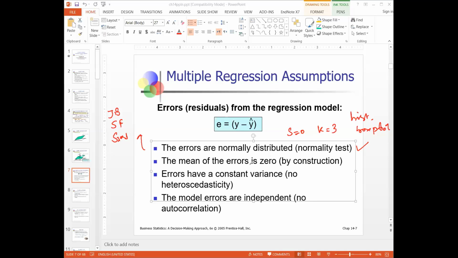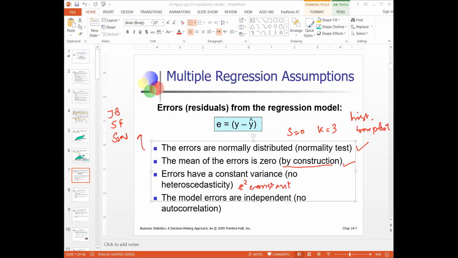Second, the mean value should be 0. This property is always fulfilled because we did it in a way that it should be 0. It's by construction, so the method that we are using will always give 0. Third, it should have a constant variance. So it means the error term square should be constant.